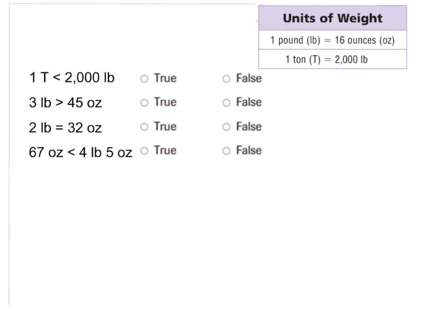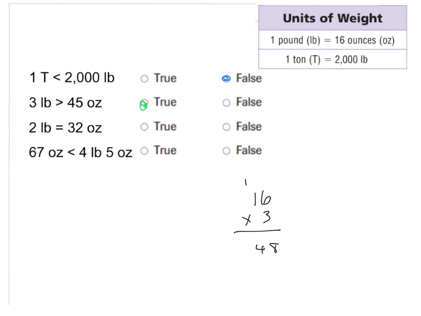All right, for the first one you should have said false, because if you look right here, you can see that 1 ton is equal to 2,000 pounds. So 2,000 pounds cannot be greater than 1 ton. Now let's look at our next question. For this one, you should have said true. And the reason why is because 3 pounds is greater than 45 ounces. Because if you look over here, 1 pound equals 16 ounces. So 16 times 3 would be 48. So I know 48 ounces is greater than 45 ounces.